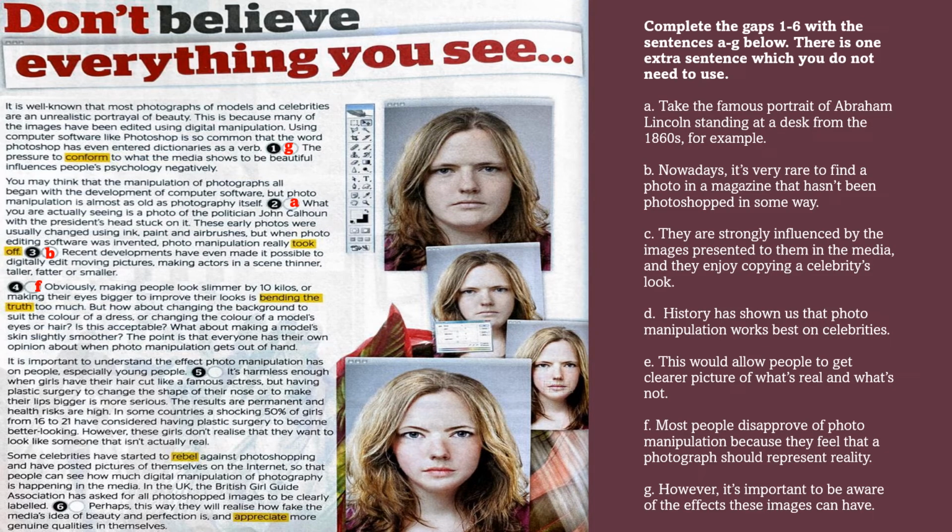Gap 5. The answer is sentence C. Gap 6. The answer is sentence E.